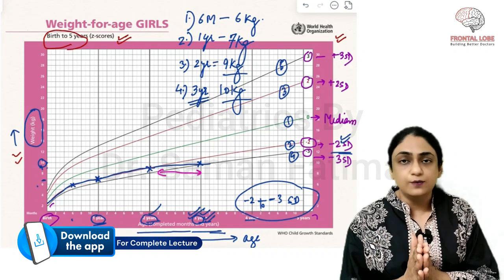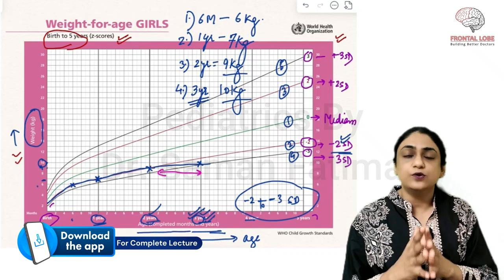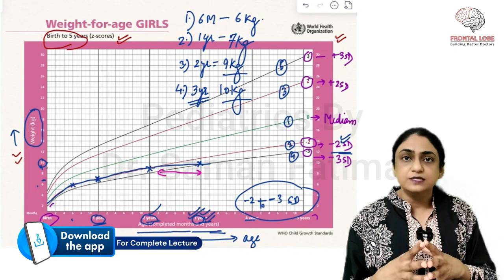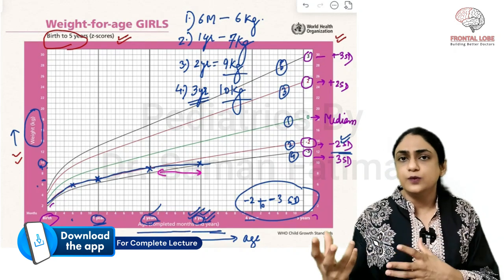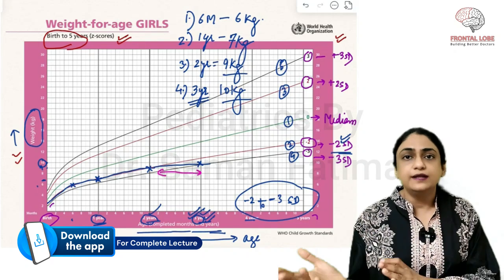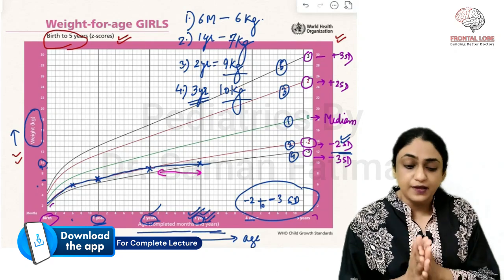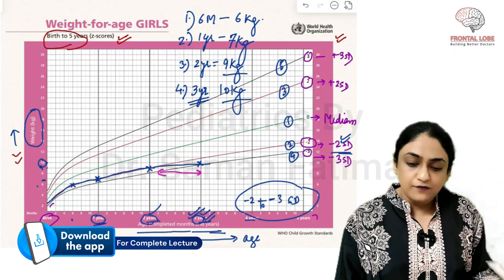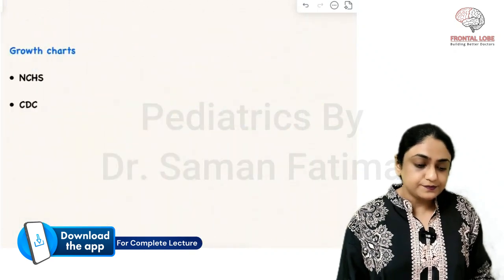Serial monitoring is very important, because with the help of serial monitoring you can know that the child is not gaining weight or other anthropometric parameters are also not being attained at the particular age. I hope this is very clear to all of you.